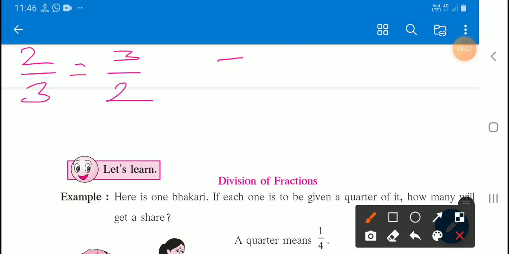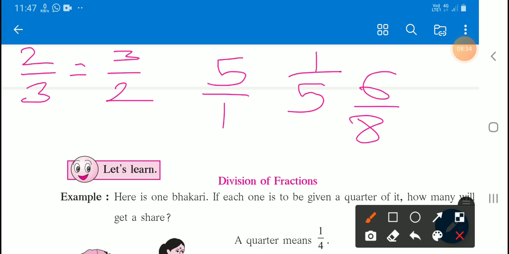Okay, just 5. Here 5 means 5 upon 1, so the reciprocal of that is 1 upon 5. Here 5's denominator is 1, so 5 is not alone, 5 upon 1 is there, but we are not writing the 1. So the reciprocal of 5 upon 1 is 1 upon 5. Then the reciprocal of 6 upon 8 is 8 upon 6. Why? Because when you multiply these, you get the answer 1.